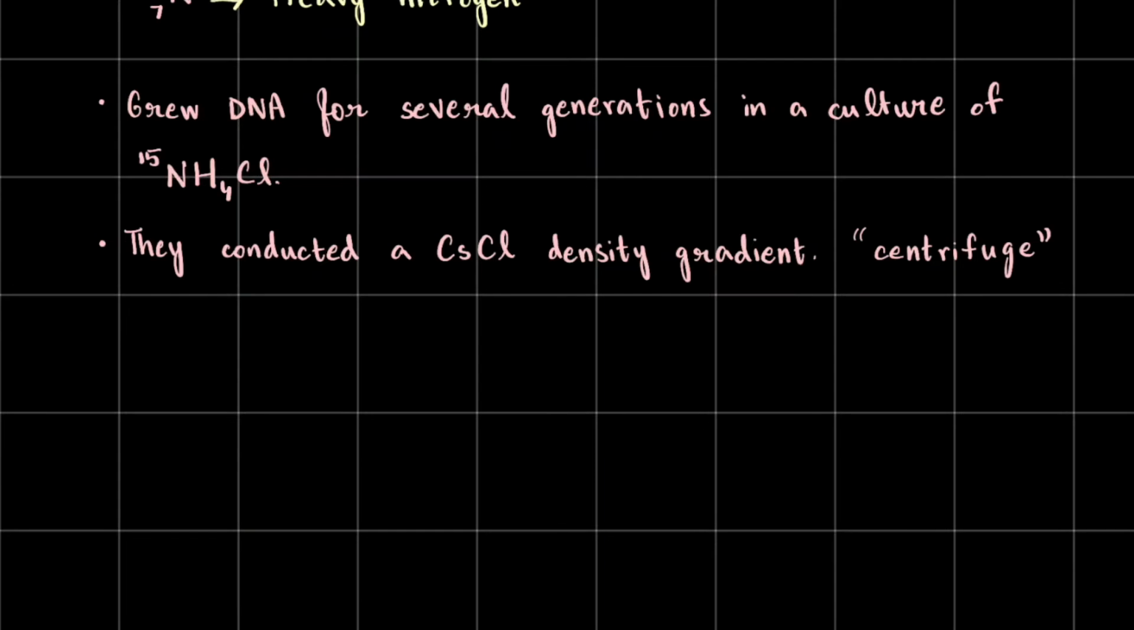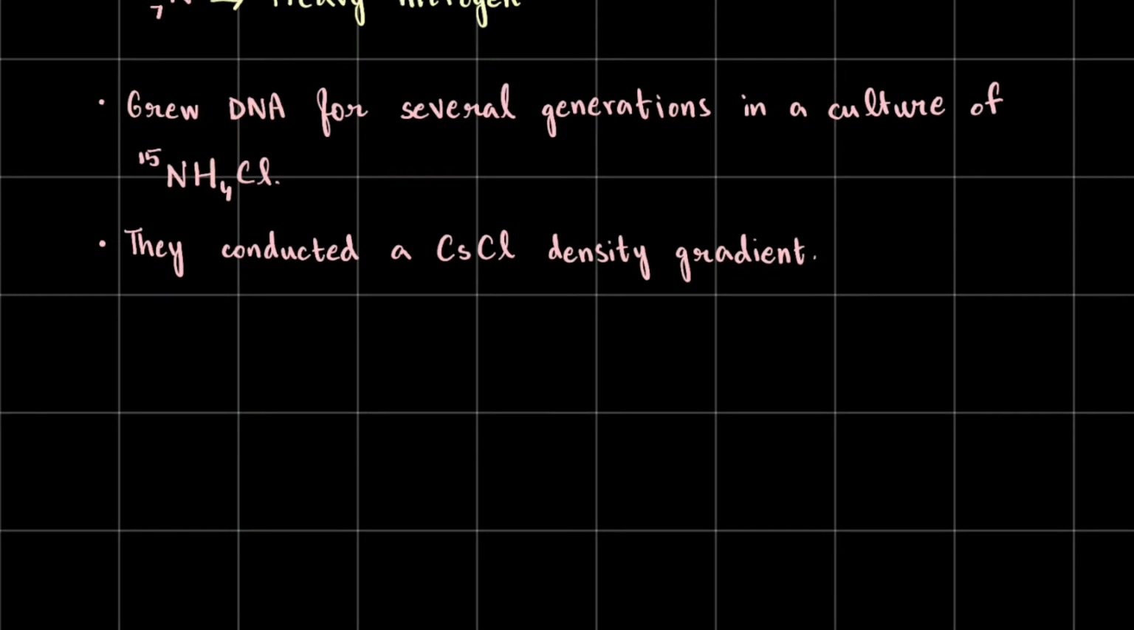So they conducted a CSCl density gradient on the DNA. Now you realize, right? 15NH4Cl is composed of heavy nitrogen, so the DNA is heavy DNA. It will be heavier than normal DNA, right? So it will be a little further towards the edge of the tube than the normal DNA if it is rotated in the centrifuge, right? I'll just remove the centrifuge from the picture.